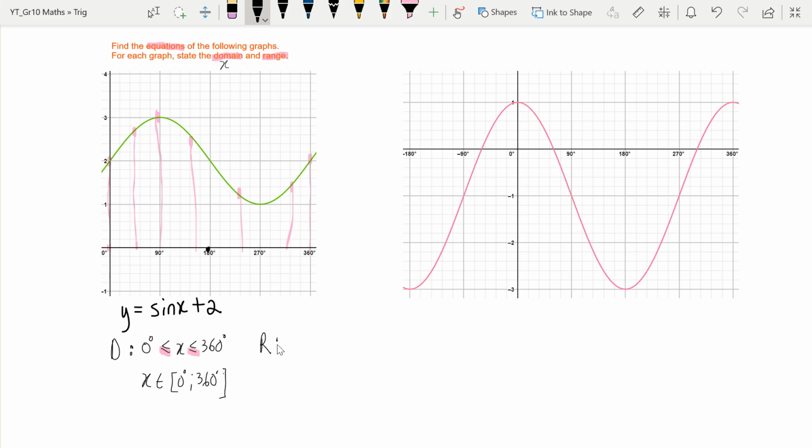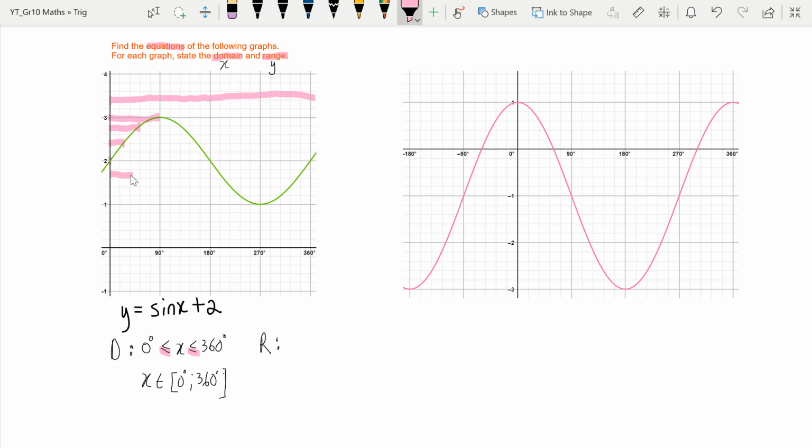Let's go look at the range. So for the range, we need to consider our y values. So now we are going to position ourselves on the y-axis, and anywhere on the y-axis, we're going to go towards the graph. If a solution exists there, if the graph exists there, then it's part of our range. If I go position myself there, yes, there's a solution there. The graph exists. Ooh, not anymore. So not part of the range.